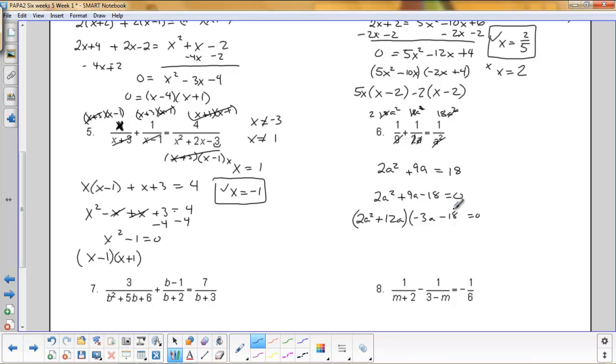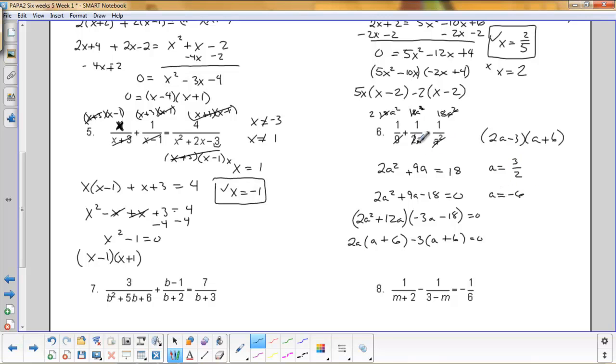4-term grouping. The GCF of your first group is 2a. Your second GCF is going to be negative 3, making your factored form 2a minus 3 and a plus 6. Your two solutions are a equals 3 halves and a equals negative 6.